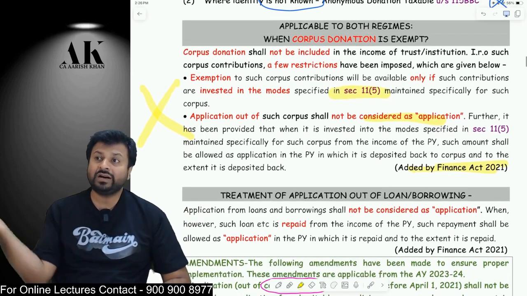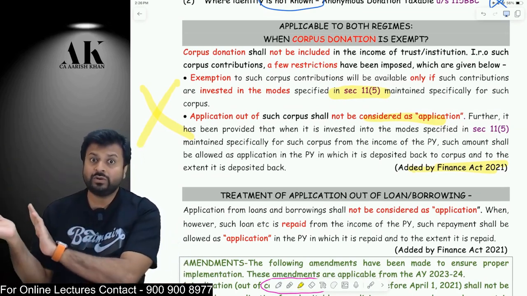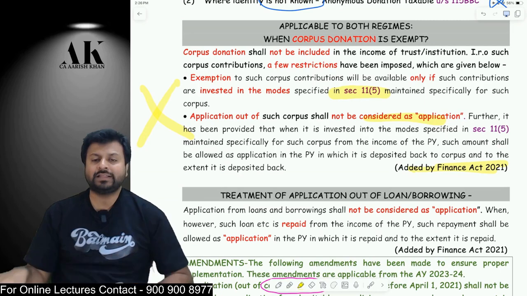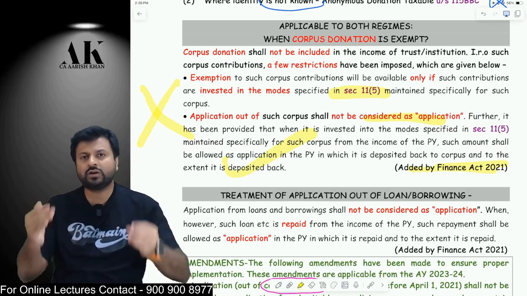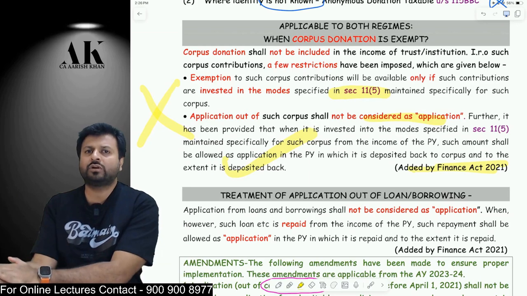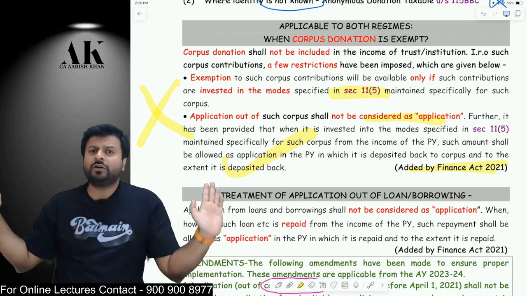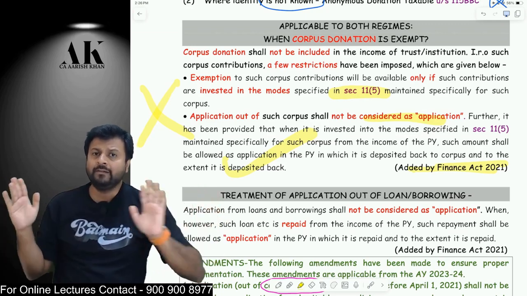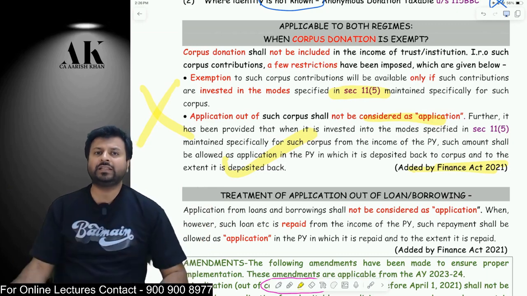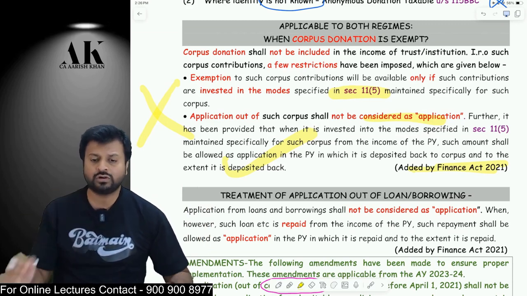Yes, but when you earn next year some income and again deposit back in the corpus, in that year you are going to get the deduction. So be very careful. When you receive the corpus donation, you will not get the exemption directly. You have to invest that corpus donation in the 11.5. When you withdraw and use for the purpose of the trust, it will not be allowed as an exemption. Okay, but when you deposit back the money in 11.5 modes, then in that year you are going to get the exemption.